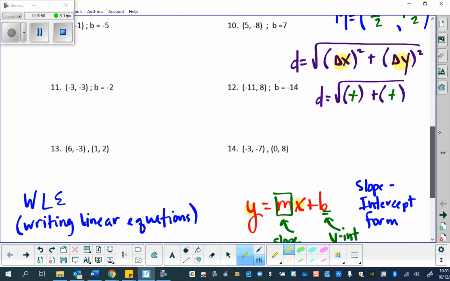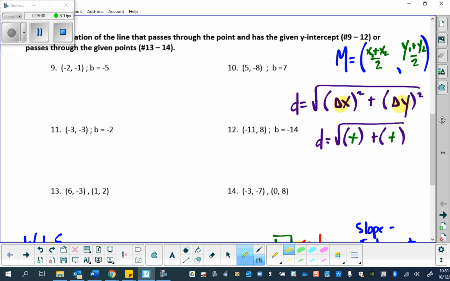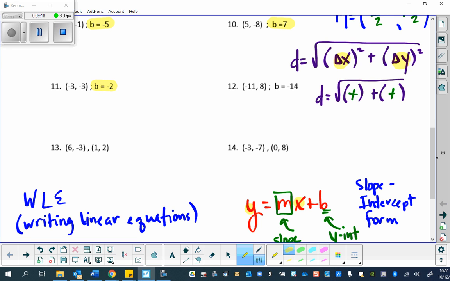If your intercept is given to you here, here, and here, finding the slope can be a little tricky because you need another point. If you have the point and no intercept, your first choice is to find the slope and then solve for the intercept. So whatever you have and what you need is what you need to find.